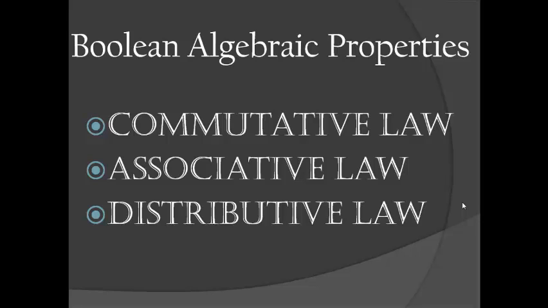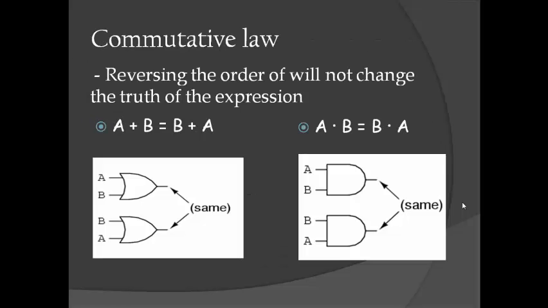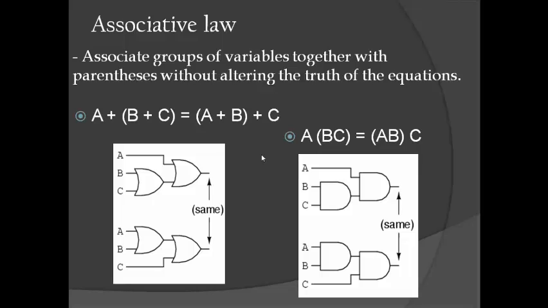Now we will move on to the commutative law, associative law, and distributive law. The commutative law states that reversing the order will not change the truth of the expression. This means that A OR B is equivalent to B OR A, and similarly A AND B is equivalent to B AND A.